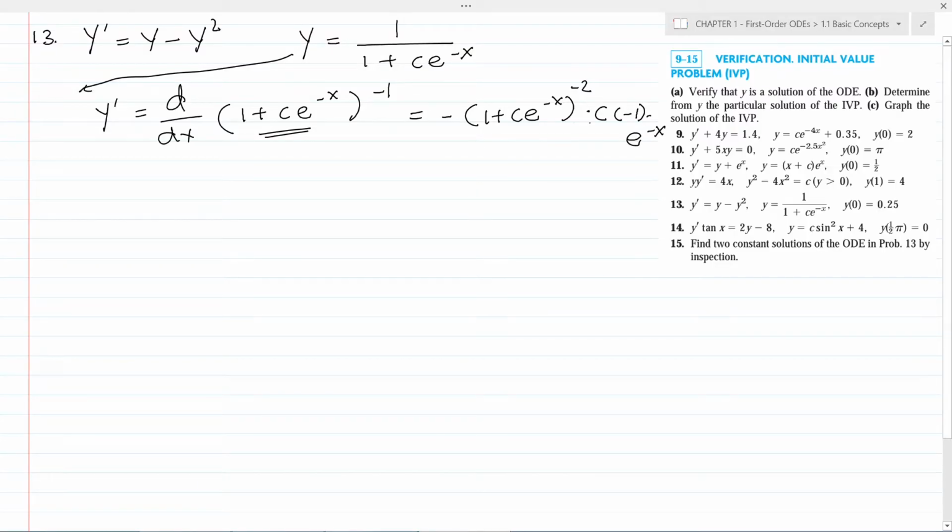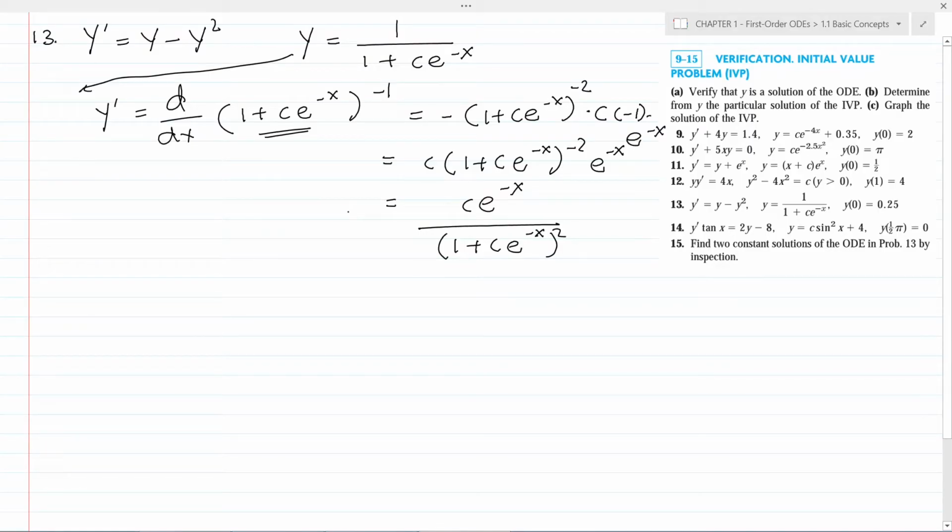These minus terms they cancel, so it becomes c multiplied by (1 plus c e to the power minus x) to the power minus 2 e to the power minus x, which is equal to c e to the power minus x divided by (1 plus c e to the power minus x) square.